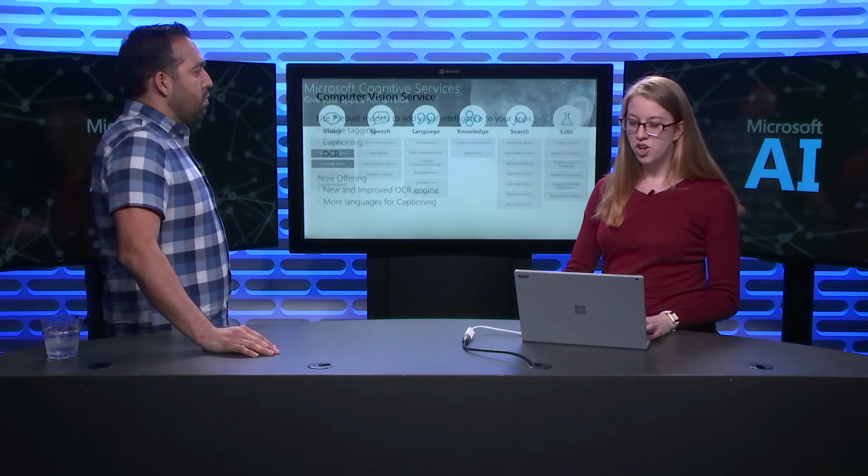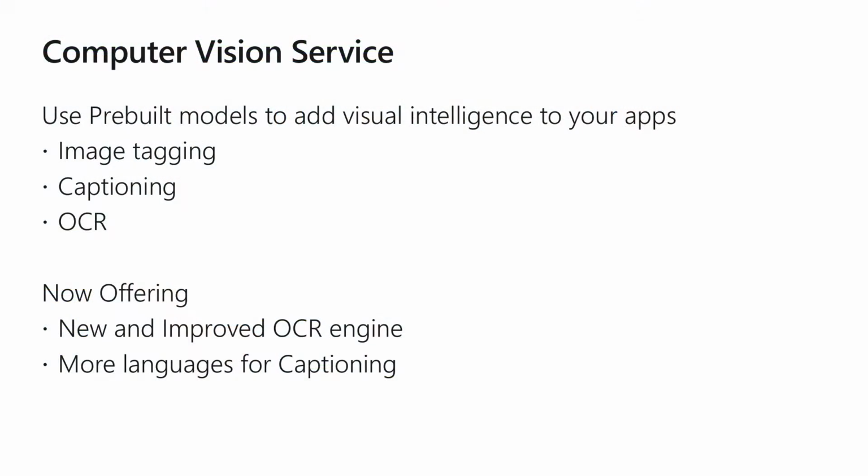All right. So for computer vision, this is where we have all of our pre-built models. So this is things like image tagging, captioning, OCR. We also now are offering a new version of OCR, which is significantly better. We'll go through some examples of that. And we're also expanding the languages available for captioning.